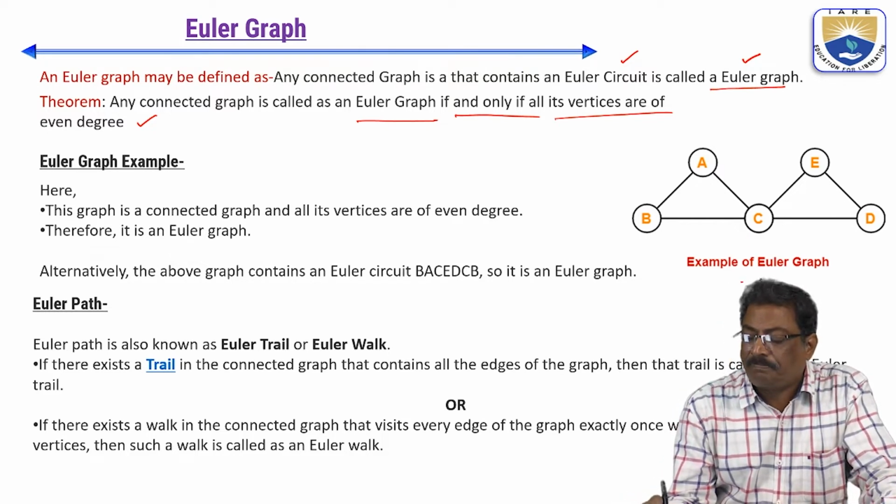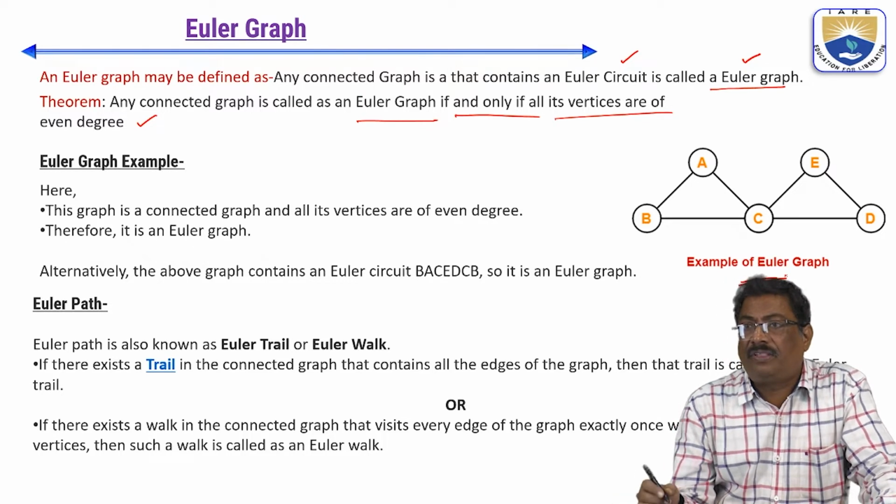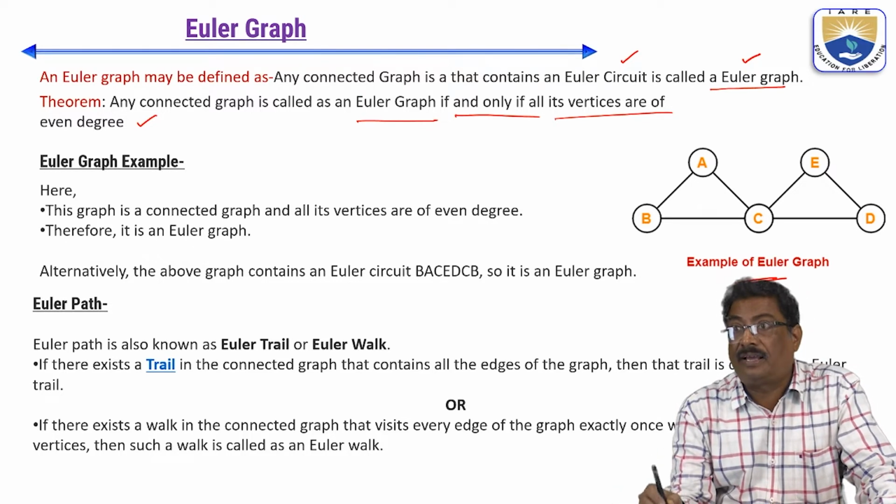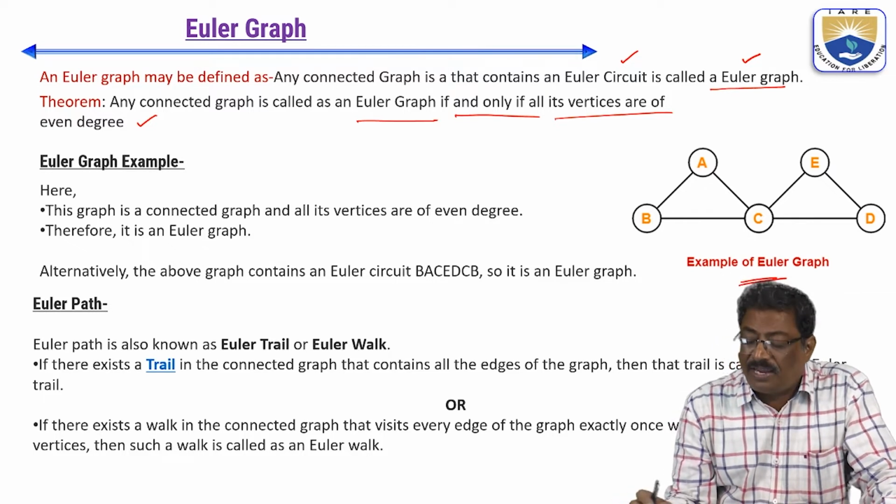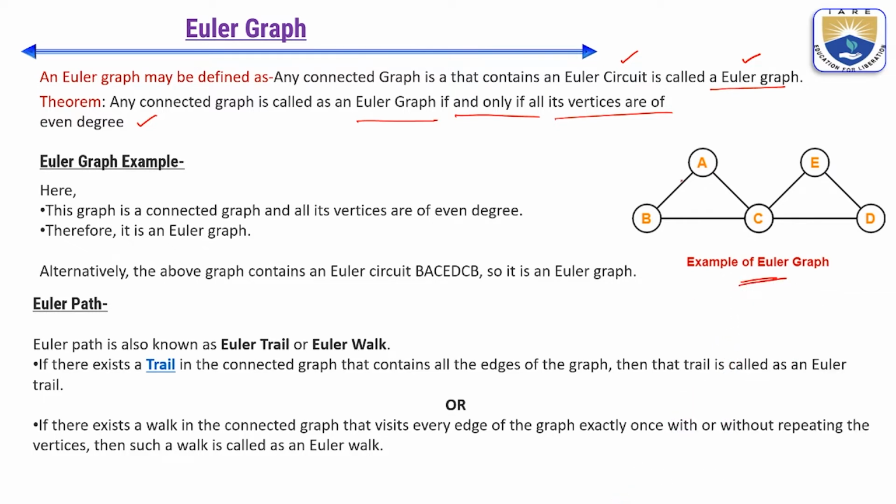Let us consider this example, where we have to find out whether the graph is an Euler's graph or not. For that, we are going to verify. See, all the vertex degrees are even. So here, all the vertex degrees are even, so there is a possibility. Definitely we can say that the graph contains an Euler circuit.